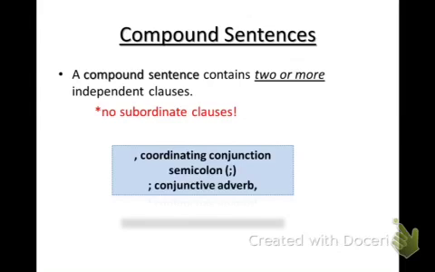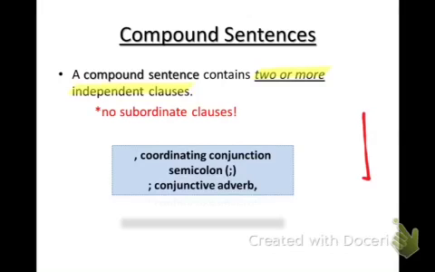Alright, compound sentences. Compound sentences are sentences in our writing that contain two or more independent clauses. The important piece of this definition, again, is two or more independent clauses. It's important to note that there are no subordinate clauses in these sentences. So, for example, you will not have an adjective clause, you will not have an adverb clause, you will not have a noun clause. You can have a variety of different types of phrases in compound sentences, but there will not be any subordinate clauses.